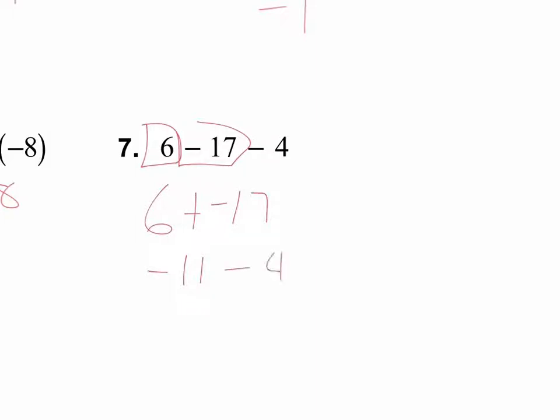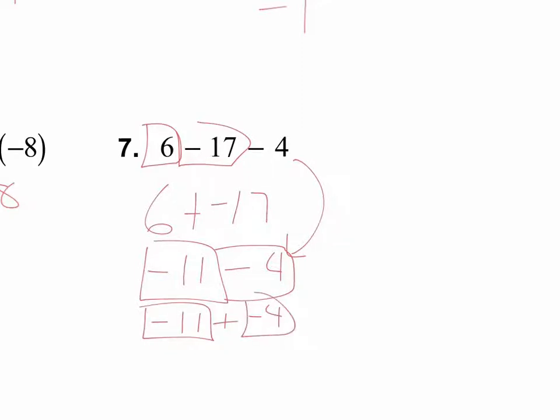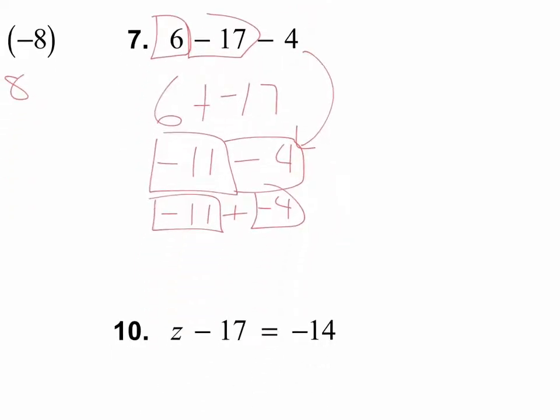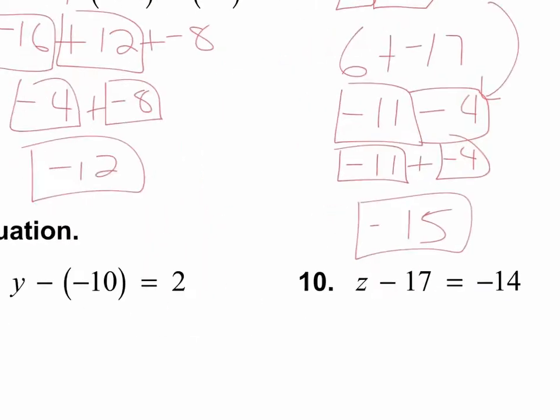Then you still have that -4 right here. Let's go ahead, -11, -4, so if I rewrite that, it'd be -11 plus a -4. Then same signs, negative, negative, we combine, so 11 plus 4 is 15, and you keep that negative sign, okay?